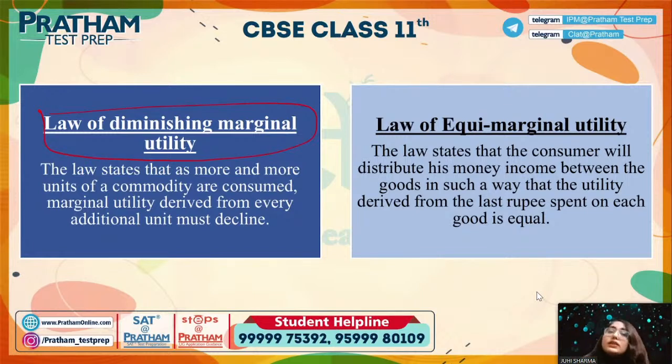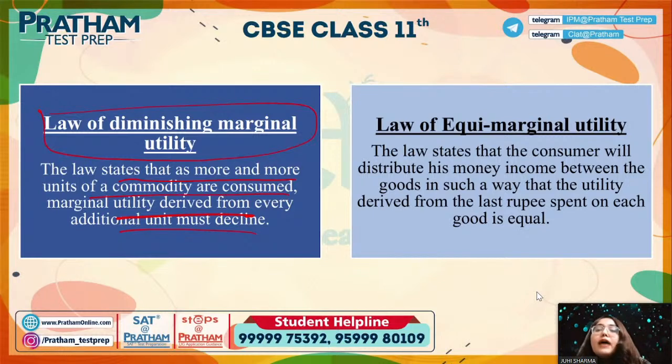And even for the fourth, the satisfaction will be even less than the third one. So what does the law of diminishing marginal utility say? That as you consume more and more units of a commodity, the marginal utility derived declines, right? The marginal utility derived declines.